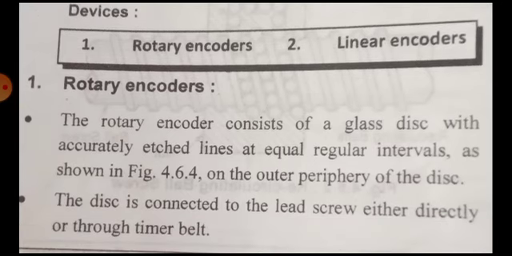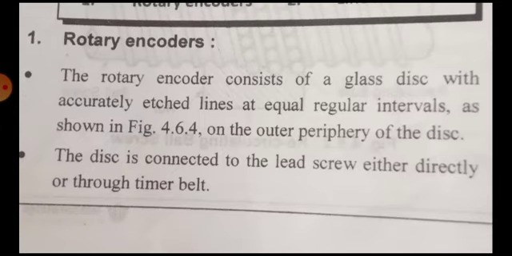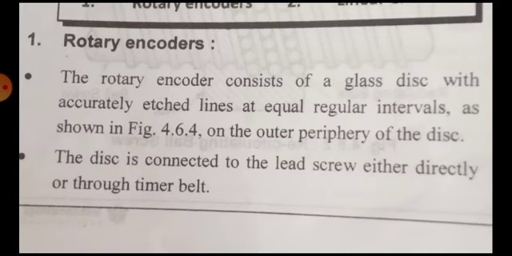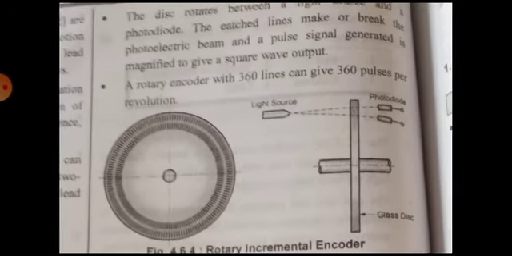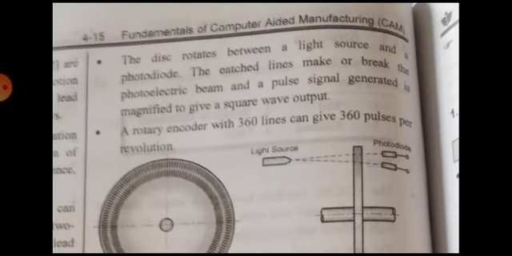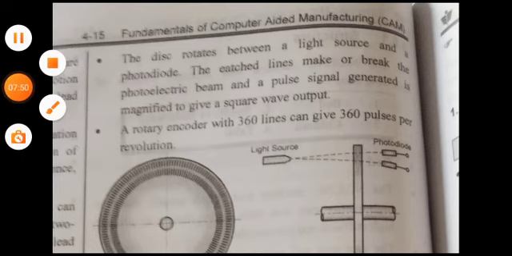Next one, rotary encoders and linear encoders. Rotary encoders consist of a glass disc with accurately etched lines at equal regular intervals on the outer periphery of the disc. The disc is connected to the lead screw either directly or through a timing belt. Okay, here is the disc. The disc rotates between the light source and a photodiode.